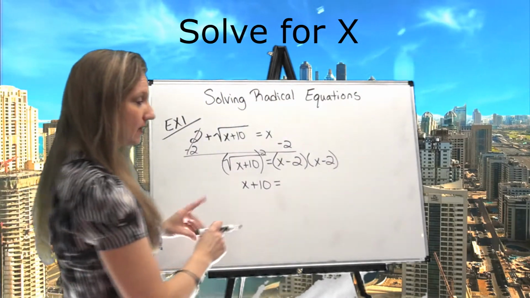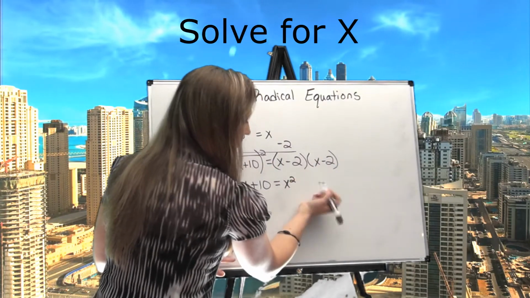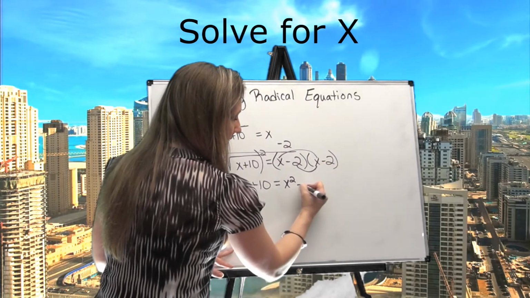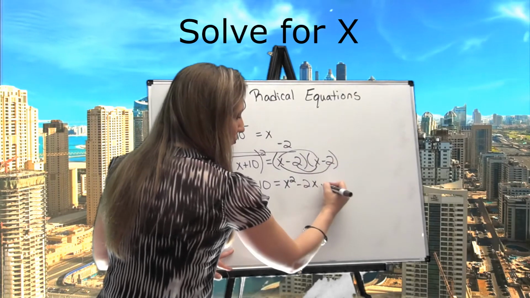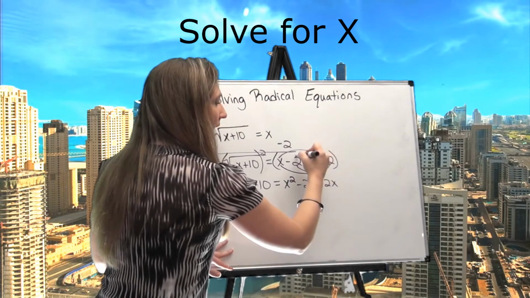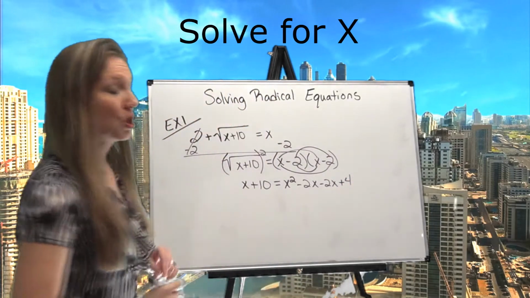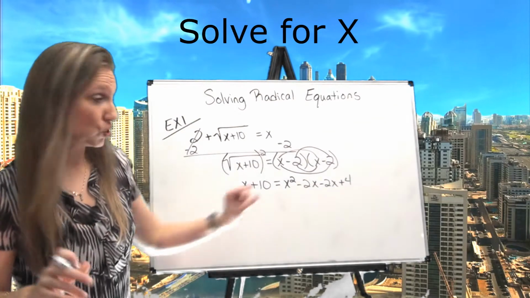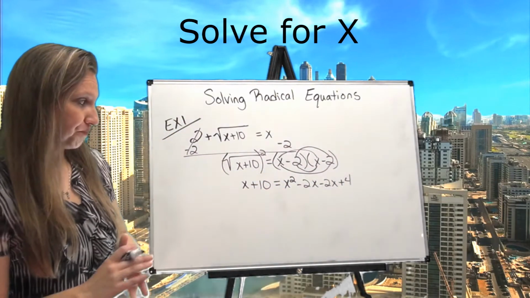So when you multiply this out, you're going to do x times x, which is x squared. You're going to do negative 2 times x to get negative 2x, x times negative 2 to get negative 2x, and negative 2 times negative 2 to get positive 4. So carefully use your FOIL or your box or whatever you do to multiply this binomial out to get this.